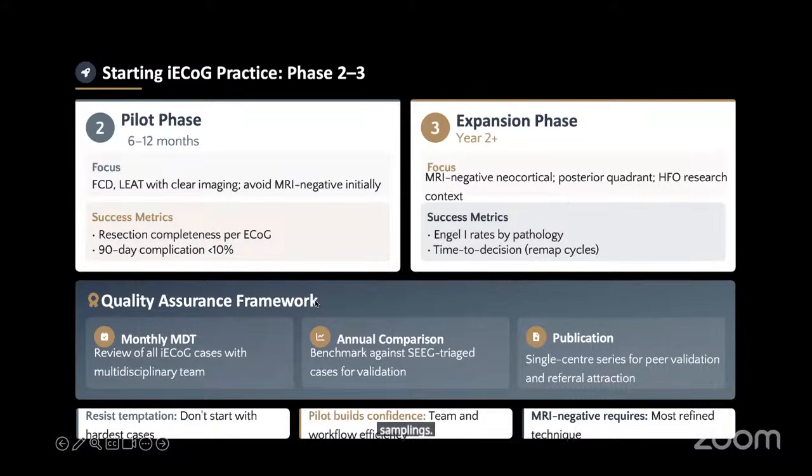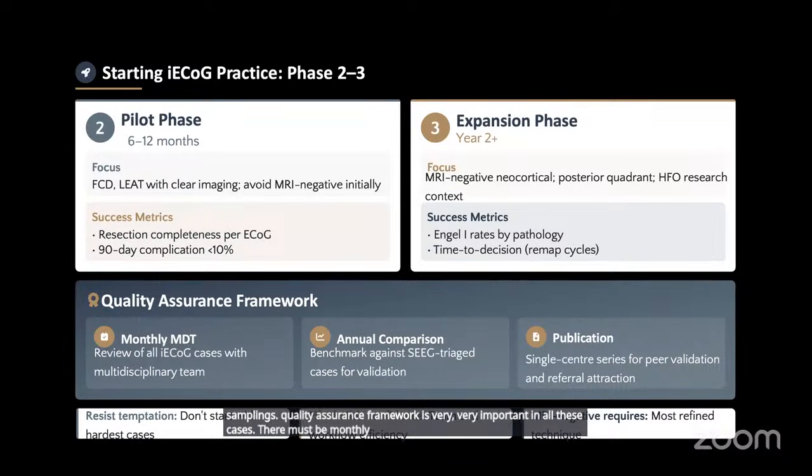A quality assurance framework is very, very important in all these cases. There must be a monthly MDT. All cases must be reviewed, and there must be comparison benchmarked against SEG, so that you are always able to improve on your own outcomes.